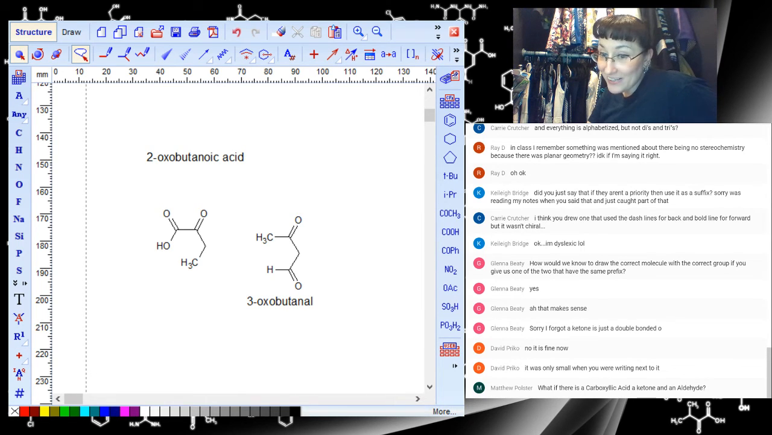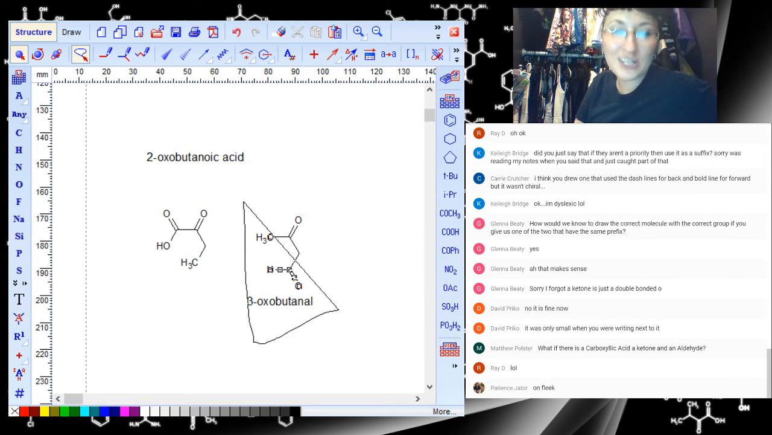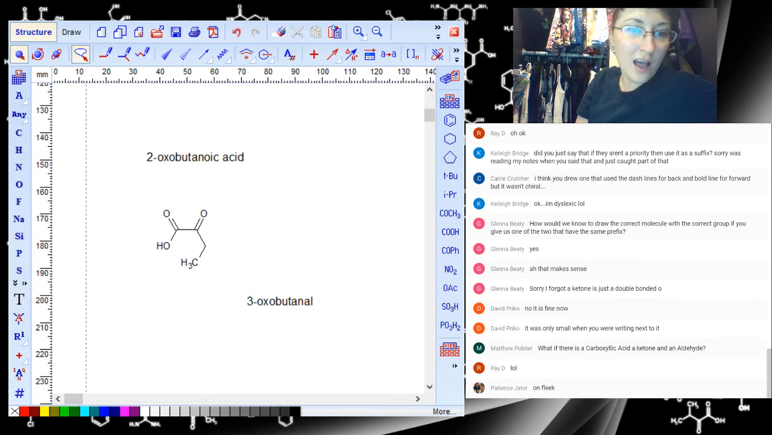A carboxylic acid, a ketone, and an aldehyde. Matthew, are you trying to kill me? No, okay, so you would end up with... thank you, patience. So let's look at what Matthew's talking about, because I think that's a really good example. I'll take this molecule that we started off with here and add an aldehyde to it.